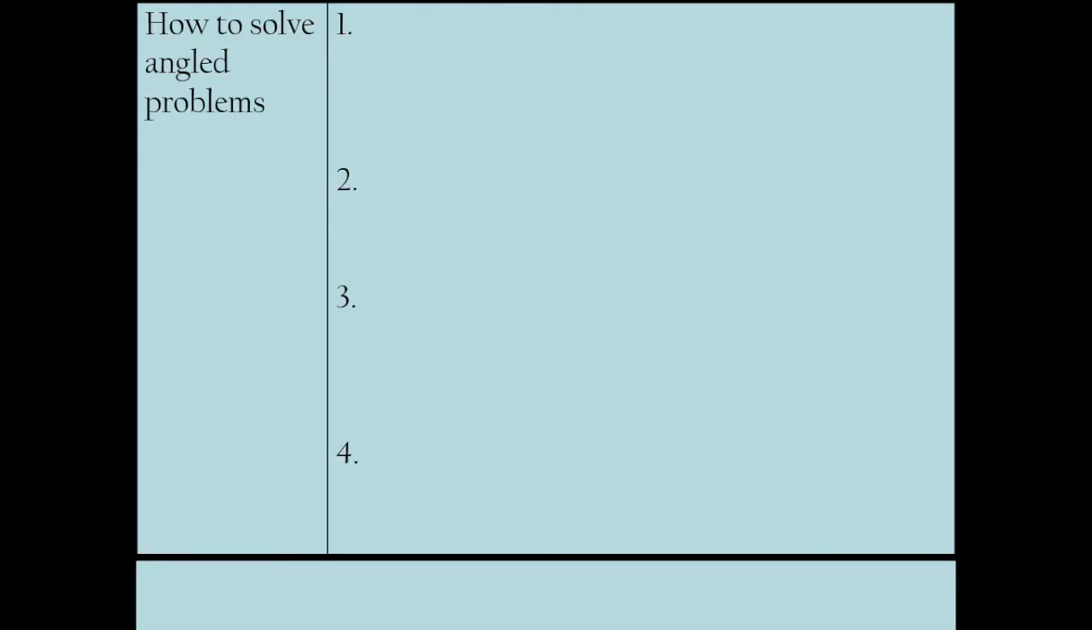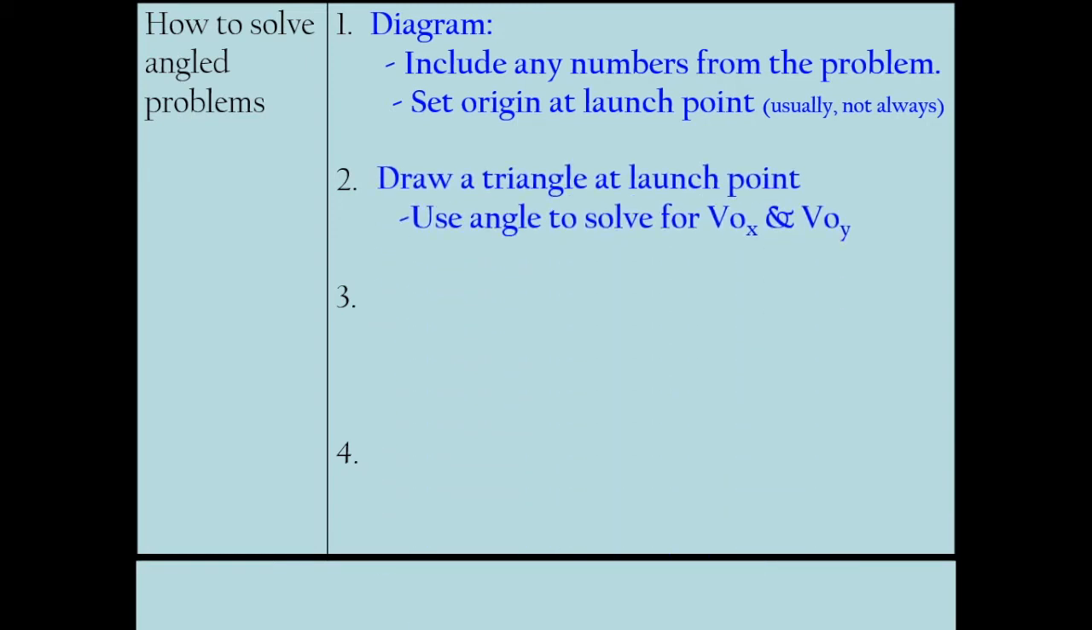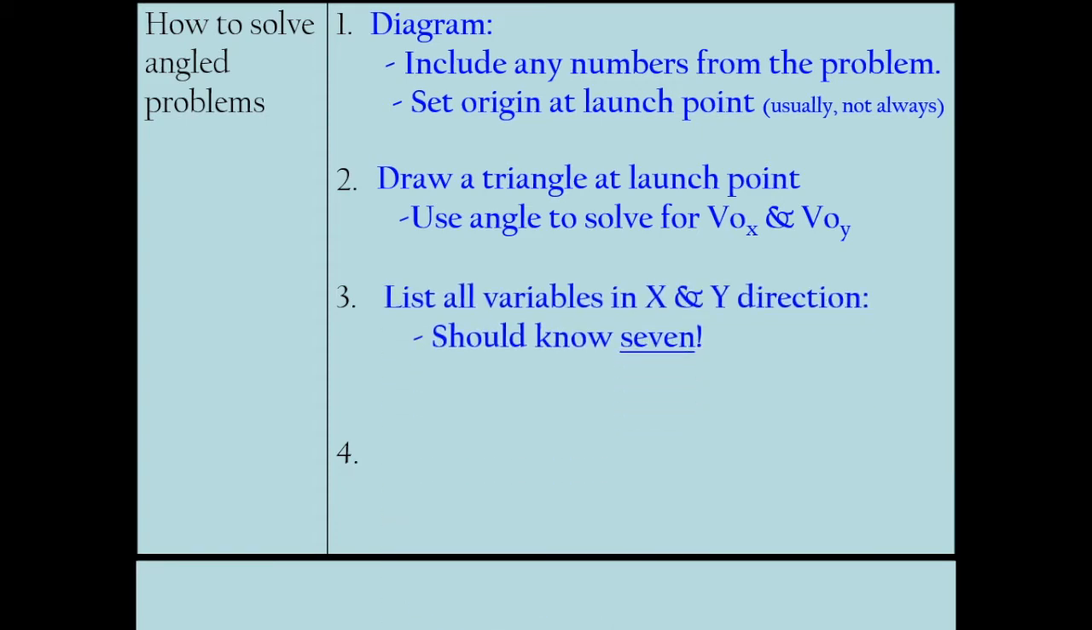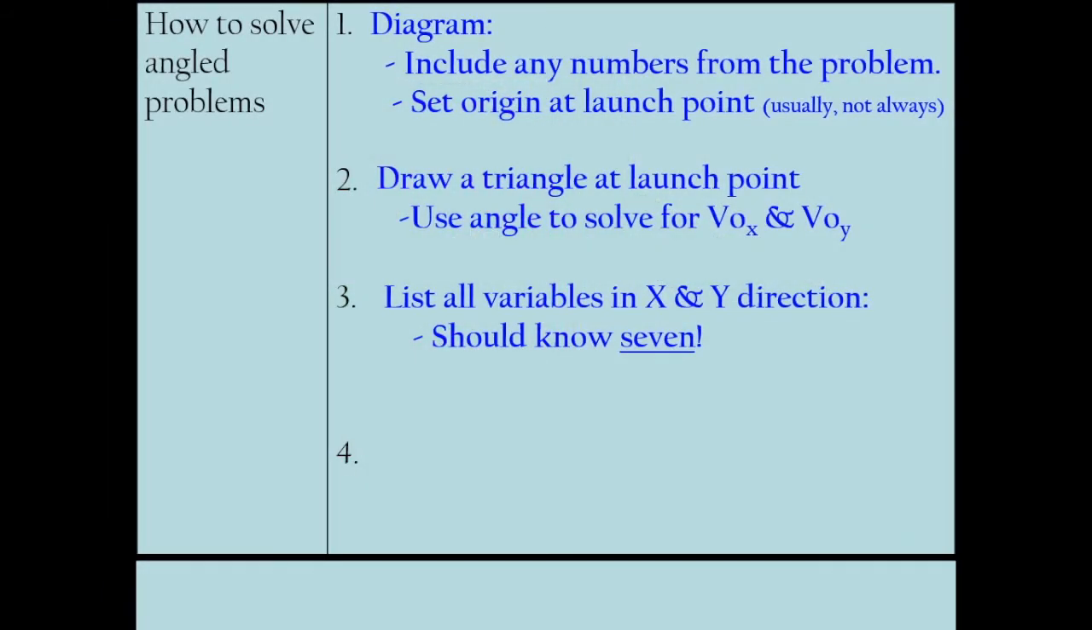Now that we've taken a look at the simulation, let's go ahead and talk about how we can solve these angled problems. So the first step is going to be similar to the 2D kinematic horizontal launch problems, in which we draw a diagram. We want to make sure that we include any numbers from that problem, and then we set the origin at our launch point. Next, we're going to go ahead and draw a triangle at that launch point, using the angle to help us solve for V0x and V0y, which we'll talk about in a sec. And then obviously it's a kinematic problem, so we need to list all of our variables in the x and the y direction. We should know at least 7 of these variables. Lastly, anything that we don't know, we're going to have to go ahead and solve for.